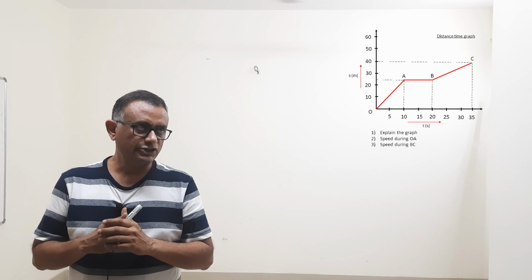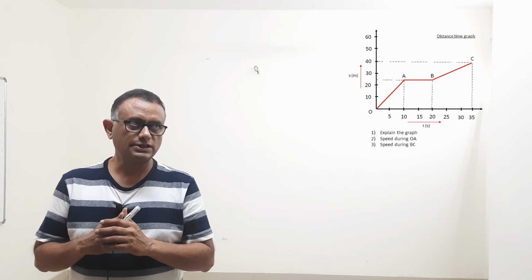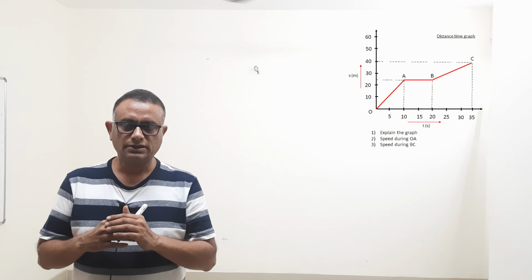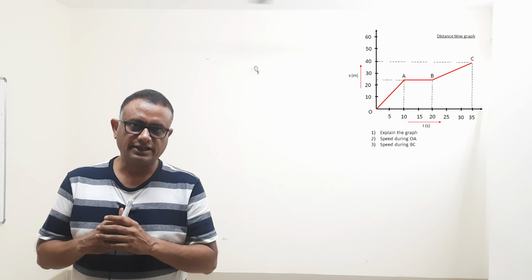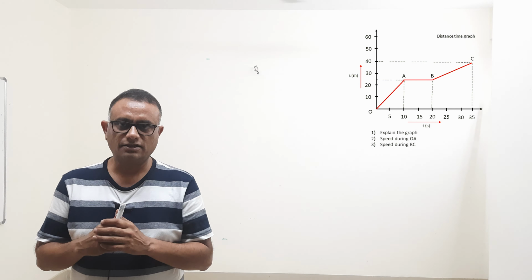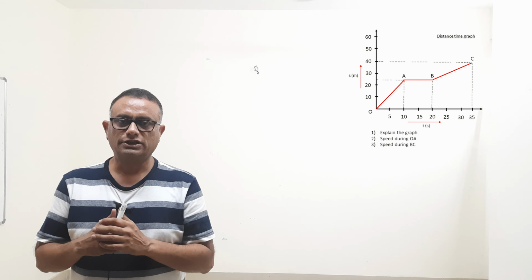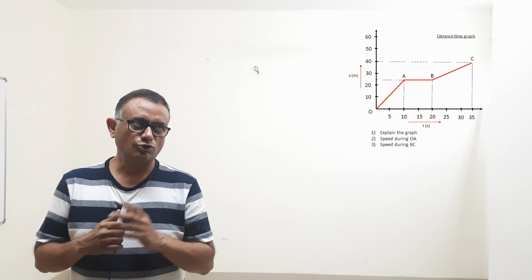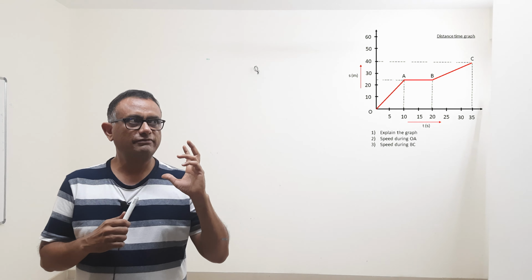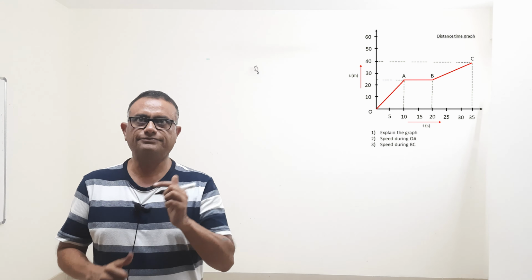So in this video we are going to discuss this particular graph, the distance time graph, and if you look at it, there are three things that they are asking us to do. One is to explain the graph, and the second and third, they are asking us to compute the speed in two parts, part OA and part BC. Alright, so let's begin with explaining this graph.